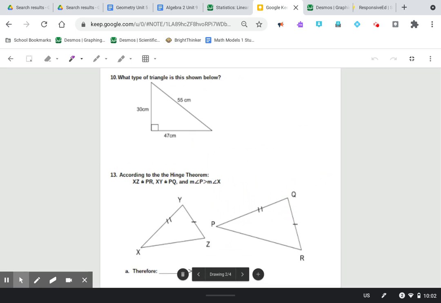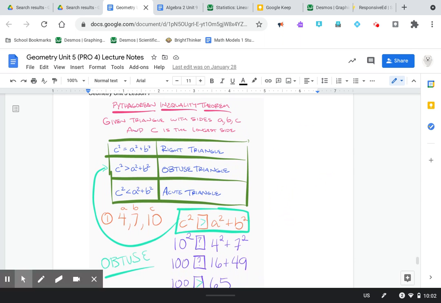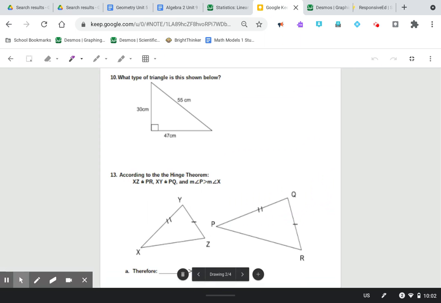Continuing on, what type of triangle is shown below? This is referring to this little diagram of how to use the Pythagorean inequality theorem to determine which type of triangle you have. So you basically do the square of each side. We'll start with that. This is C, this is A, and this is B. So we're going to do 55 squared, and then we're going to add 30 squared and 47 squared.